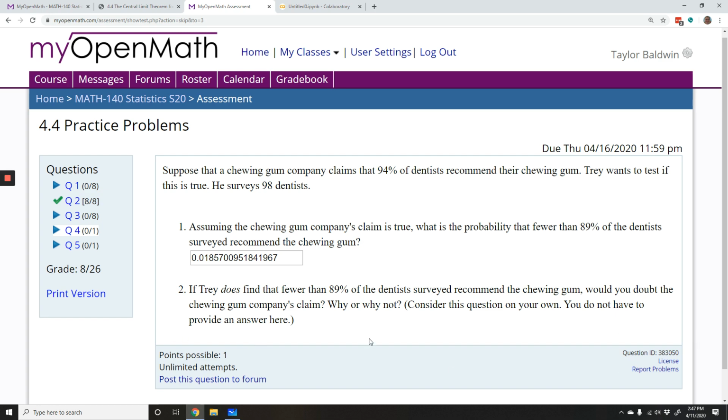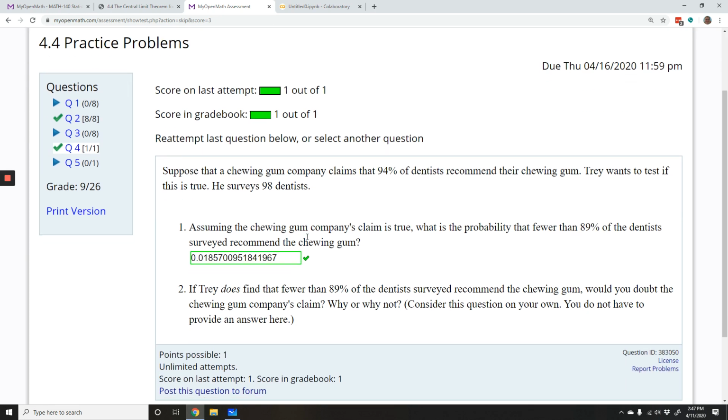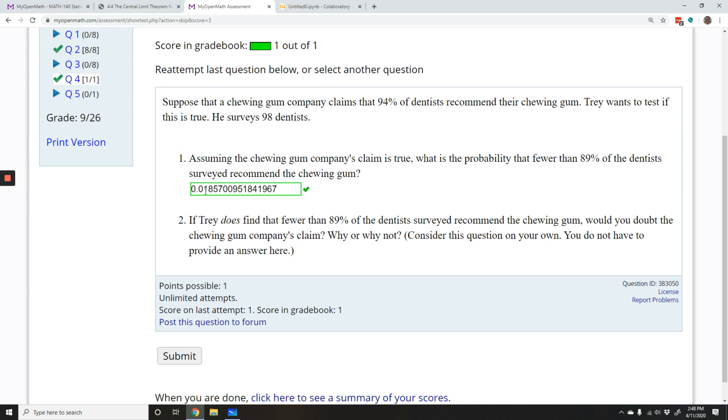So let's go ahead and submit what we have, and then we'll take a look at step 2 and try to understand what's going on. Okay, good, we have it. So step 1, we have it. So we definitely have the right answer for step 1. So the probability that we would get fewer than 89% of dentists in our sample that recommend the chewing gum, assuming that in actuality 94% of dentists recommend the chewing gum, there's only a 1.857% chance of that happening. That's a pretty low chance.